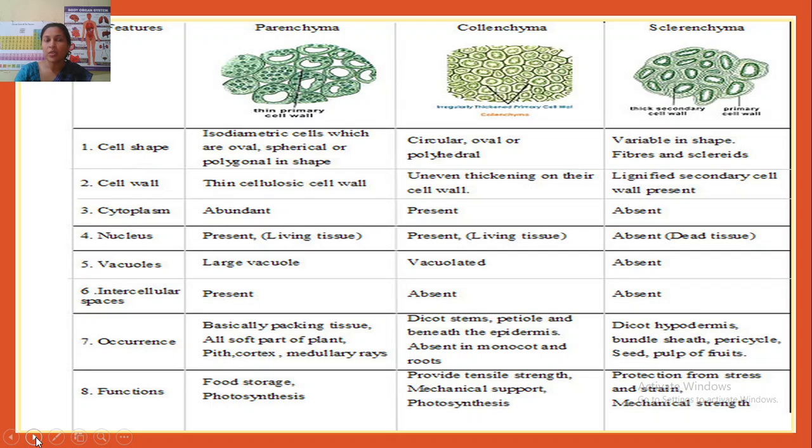We can use some specific features like the cell shape, the cell wall, whether it contains cytoplasm or not, whether the nucleus is going to be prominent, whether it contains vacuoles, or whether the intercellular spaces are going to be present or not. And also the place where they are present in the plant, and also we can compare their functions as well.